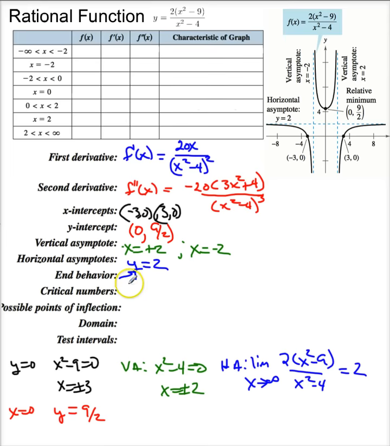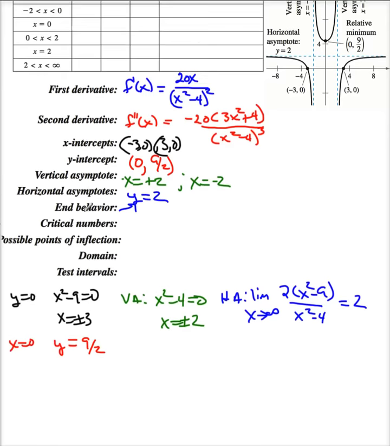Let's look for our critical numbers. Our critical numbers occur when the first derivative is 0. So I'm just going to use Cn. And the critical numbers are when y prime equals 0. Now where does y prime equal 0? Well, it equals 0 when 20x equals 0, or x equals 0. So my only critical number is x equals 0.